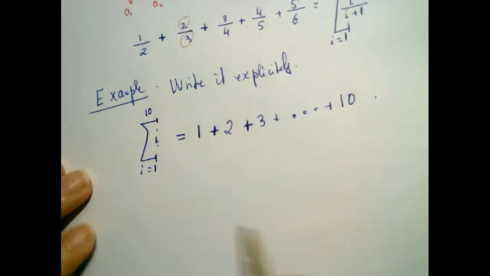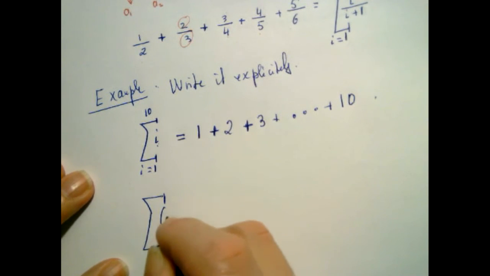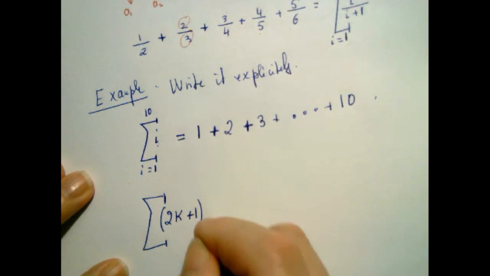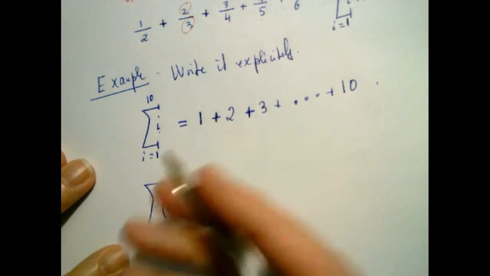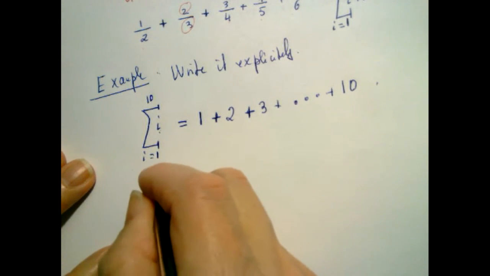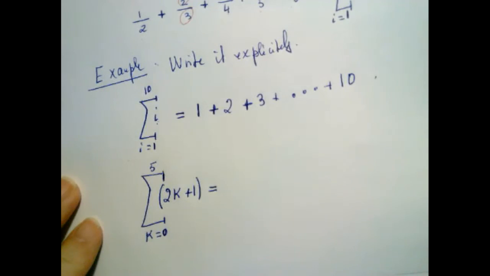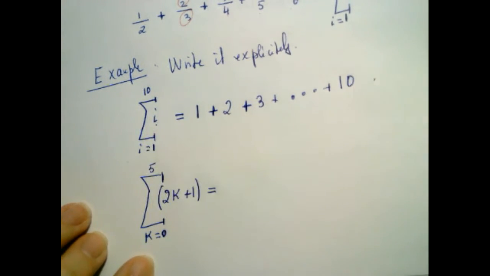One more, and then, of course, we stop. Suppose I give you sigma, and instead of writing i, I'm going to write 2k plus 1. And I'm going to start k at 0 and finish it at 5. Let's read this clearly. I don't have to use i. It's like a function, I don't have to use x. I can use any letter I want.